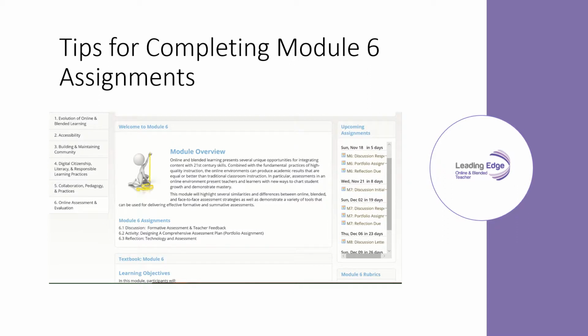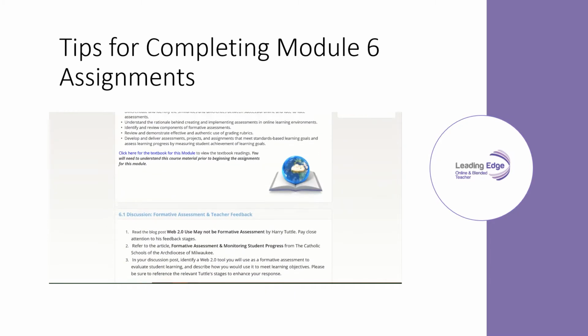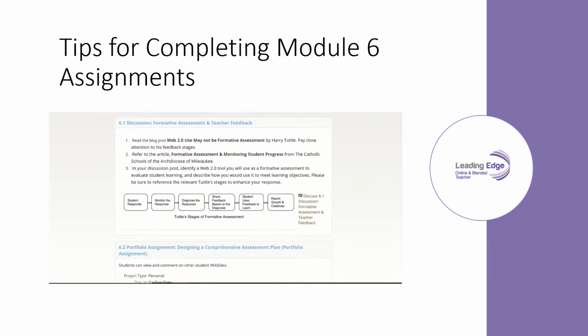Okay, so let's look at these assignments. If you move on down here below the textbook reading icon and link, here's Module 6.1 assignment. In assignment 6.1, you're going to read 2 different readings. The first is a blog post, and this one's actually done by Mr. Harry Tuttle, the guy with these Tuttle stages we want you to pay close attention to. And what he's talking about are stages that you use for feedback while students are doing formative assessments.